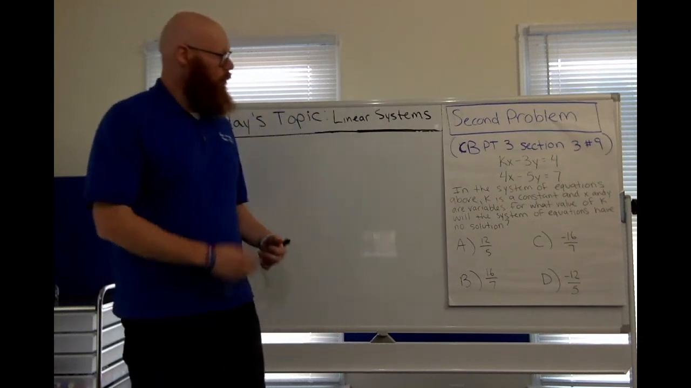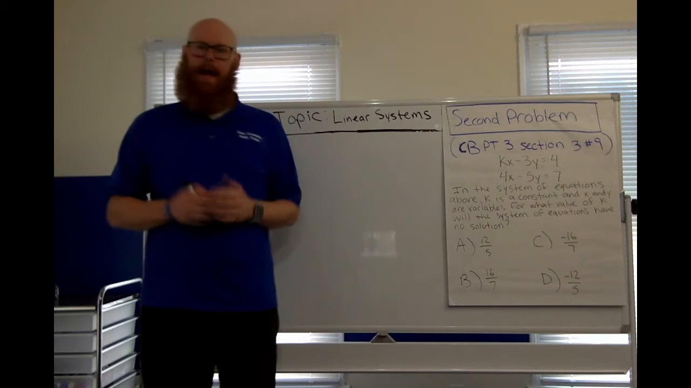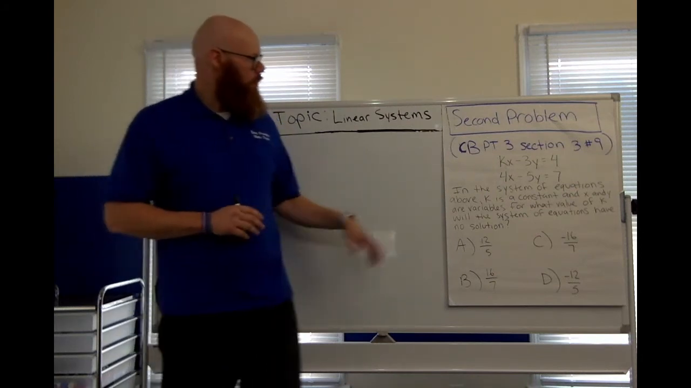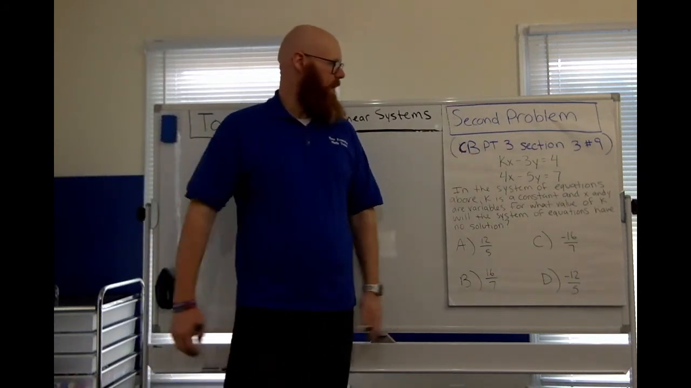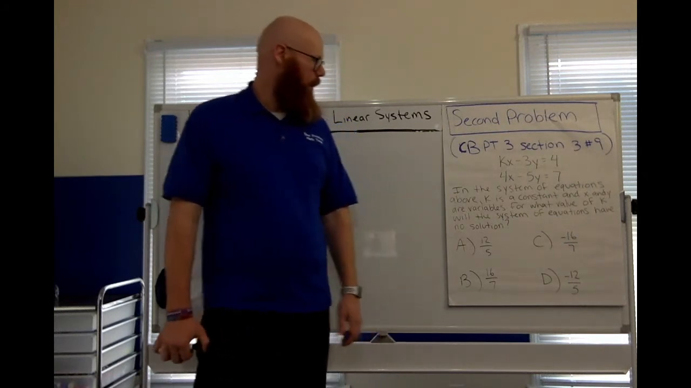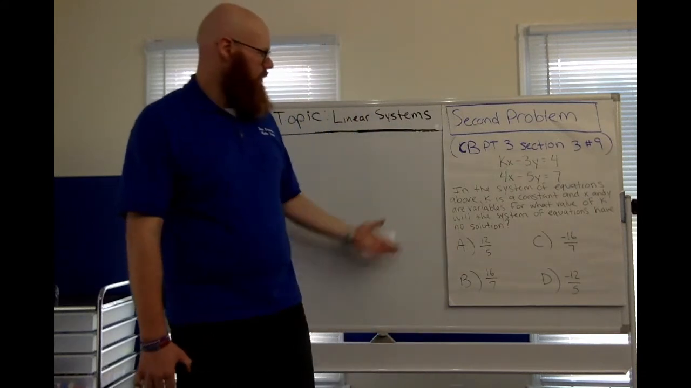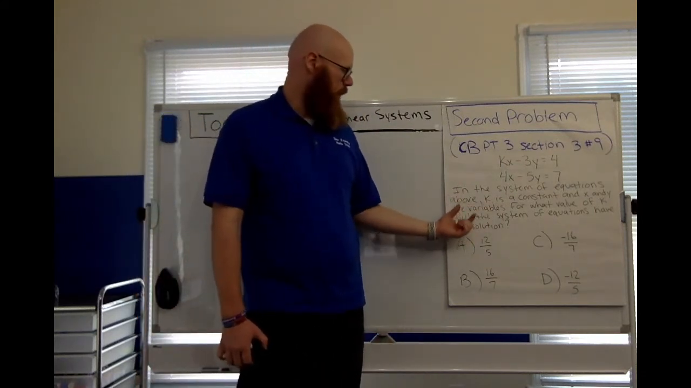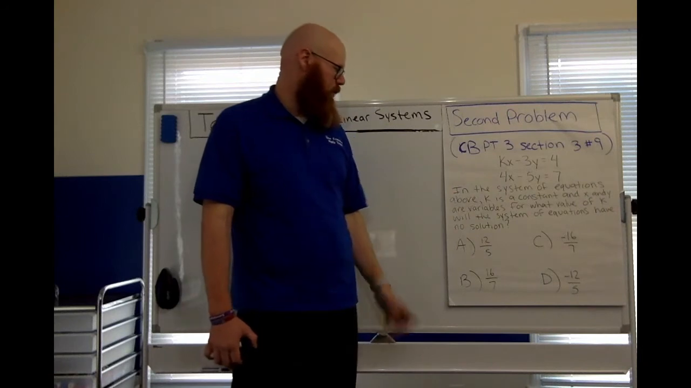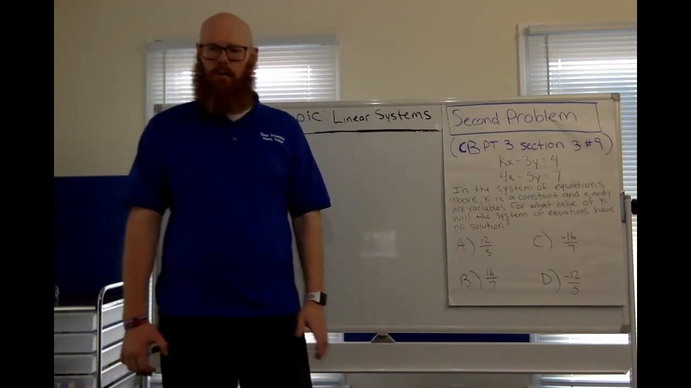So this one we should be able to go through a little more quickly, but I want to illustrate the school way and then your Friendly Math Tutor way. So this is College Board Practice Test 3, Section 3, Number 9. kx minus 3y equals 4, and 4x minus 5y equals 7. Same as last problem, in the system of equations above, k is a constant, x and y are variables. For what value of k will the system of equations have no solution?